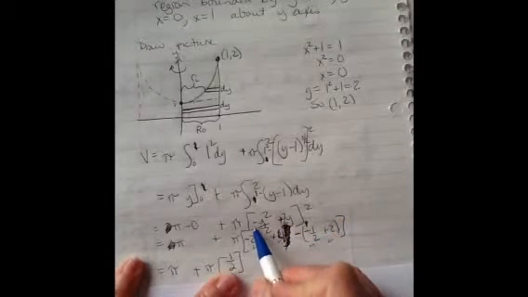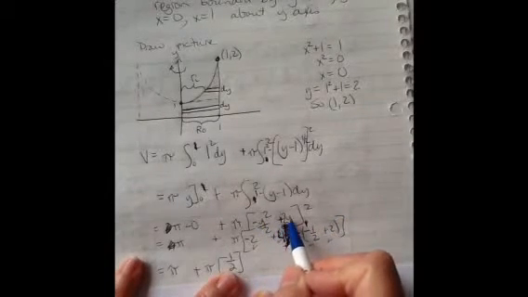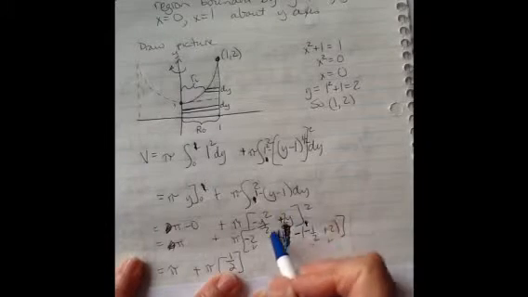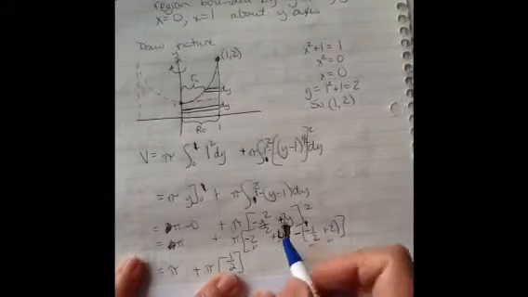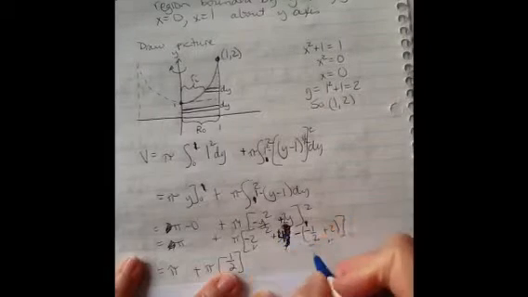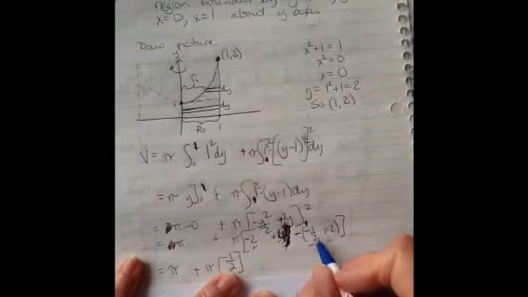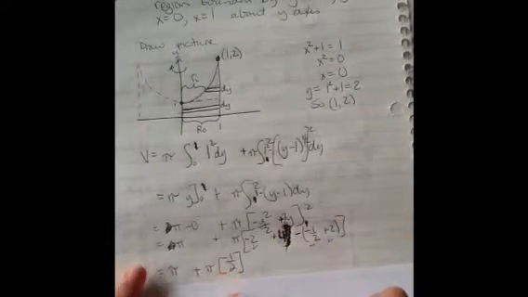Basically, we have minus y squared over 2 plus 2y. When I plug in 2, I get a minus 2, positive 4, this is a positive 4, minus a negative 1/2 plus 2. And as I simplify, I get 3 pi over 2.